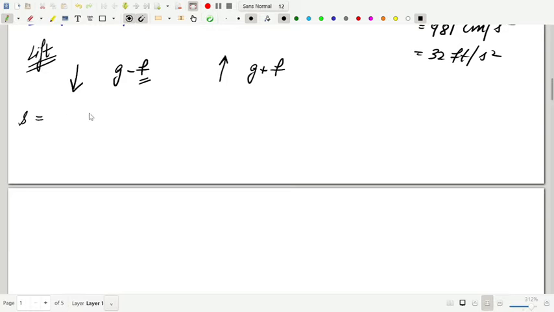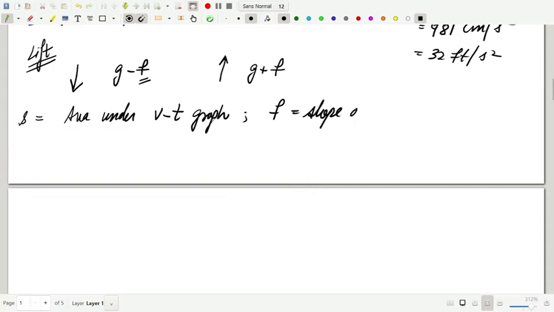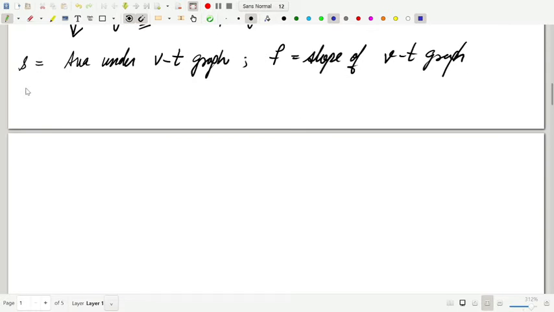Distance is also equal to the area under the velocity-time graph, and acceleration is also equal to the slope of the velocity-time graph. Now, what is linear momentum? It is the amount of motion possessed by the body. The momentum formula is P is equal to mv, where v is the velocity.